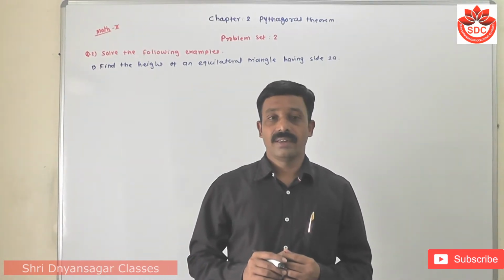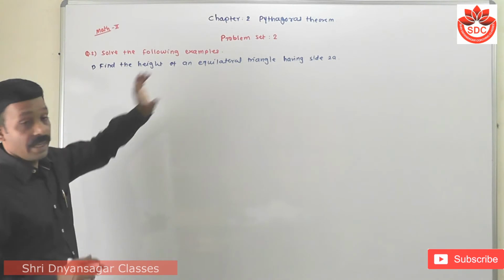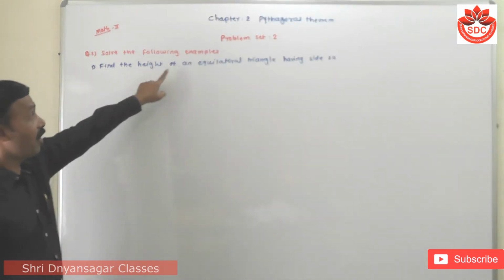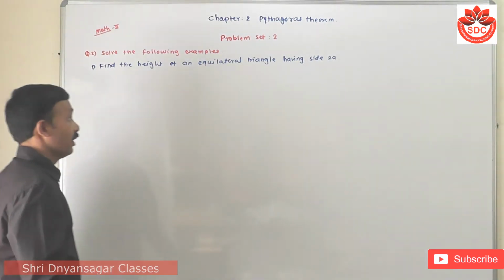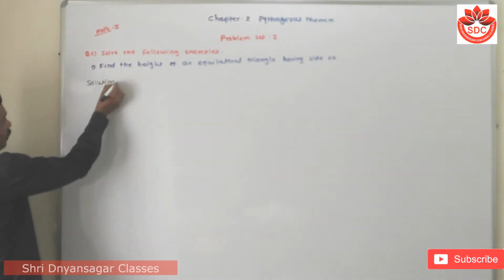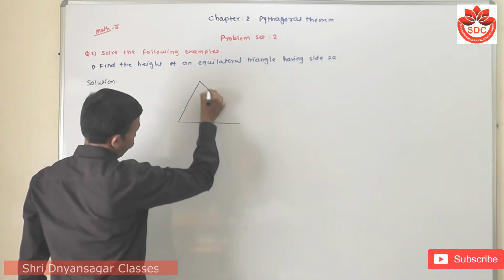Okay, then take question number 2. Now solve the following examples. The first one is: find the height of an equilateral triangle having side twice a. Now for this, I will write its solution. Draw one equilateral triangle. Suppose that this is an equilateral triangle.